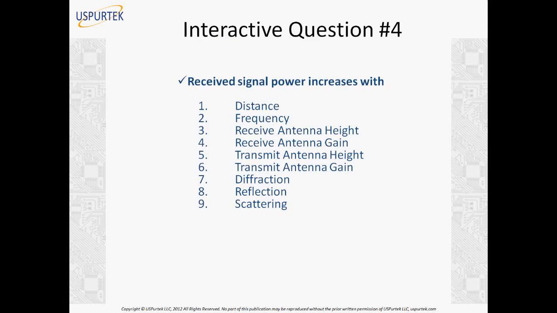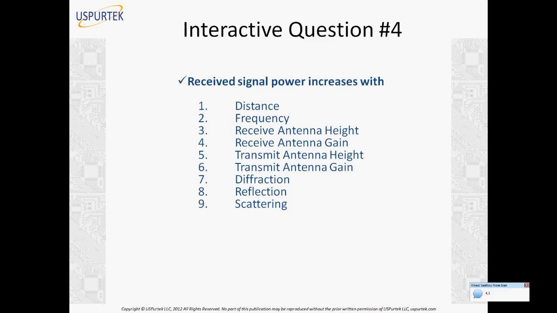Okay, let's pause for a while. Let's see where we are. Received signal power increases with what? Distance, frequency, receive antenna height, receive antenna gain, transmit antenna height, transmit antenna gain, diffraction, reflection, or scattering. Well, okay, very good. You are coming up with some responses and thinking about this. Very good. So the correct answers are 3, 4, 5, and 6.